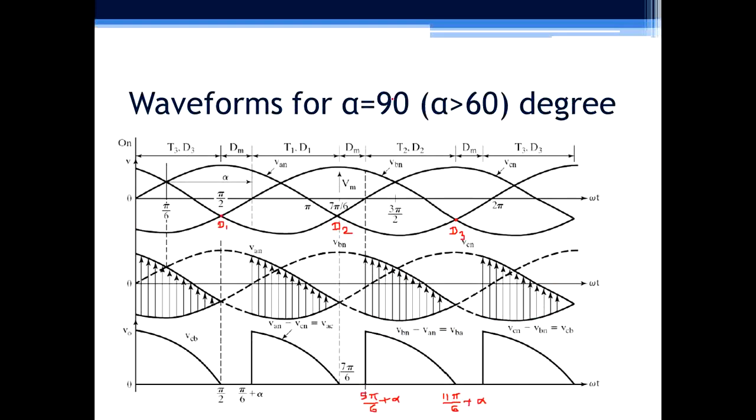Now first we'll start with discontinuous operation. So we are taking alpha more than 60 here, and here alpha is 90 degree. So first we have to draw these line voltages. So this one is R phase, A phase, second is another phase, B phase. It is starting 120 degree after, and there is third phase, this is C phase. This is starting 120 degree after B phase.